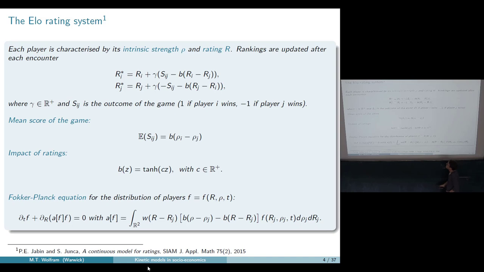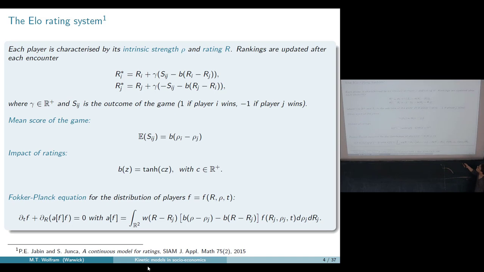And this is also done in the original Elo algorithm, which is fully discrete. But it pretty much encodes what you're seeing here. This is just translating what is actually done. So after the encounter, you update the ranking, and this S_ij is the outcome of the game. It's plus one if player i wins, minus one if player j wins. So you see, either way, the ranking changes.